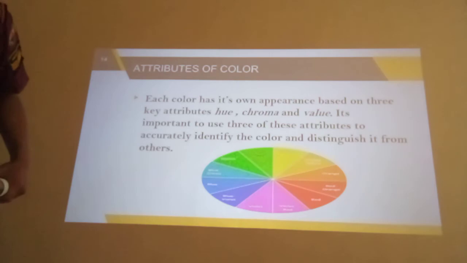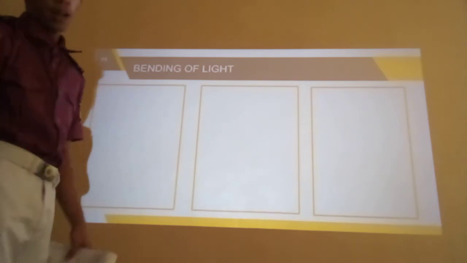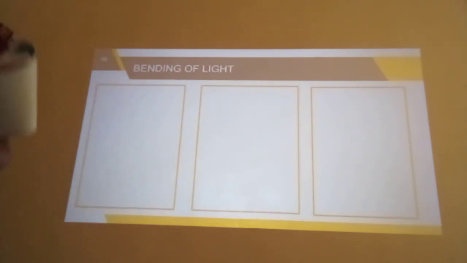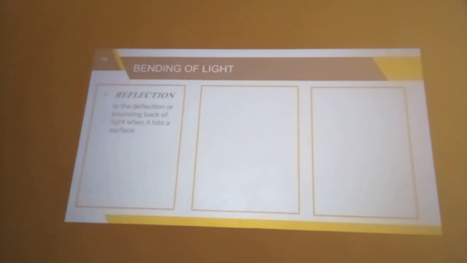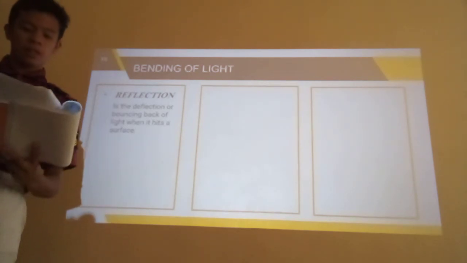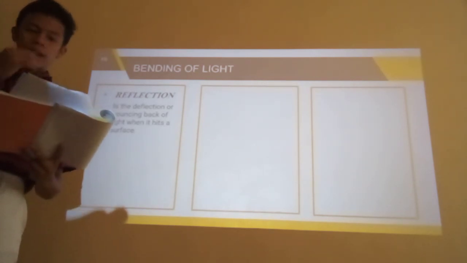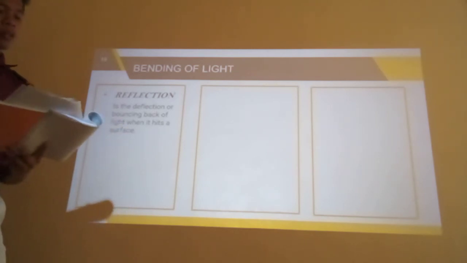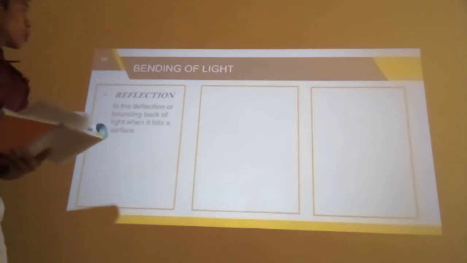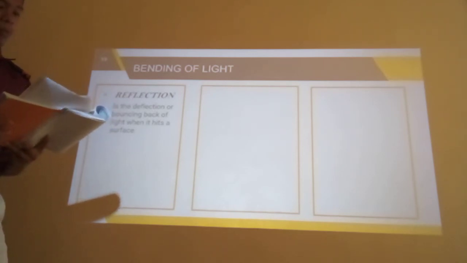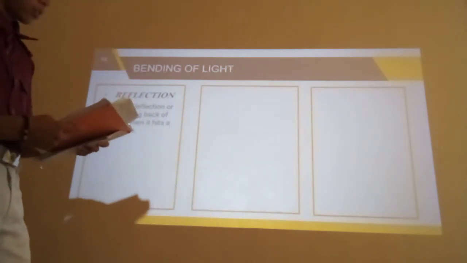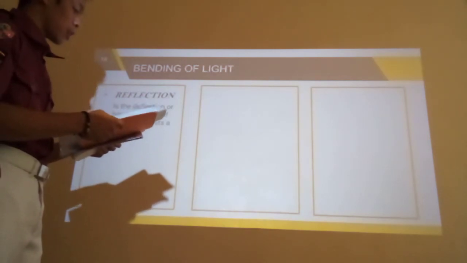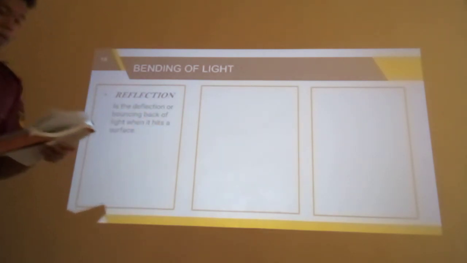So the next topic is the bending of light. Before we start, I have the definition of bending of light. Bending of light as it passes from one medium to another is called refraction. I didn't get an example of refraction yet, but I have here three types of bending of light.